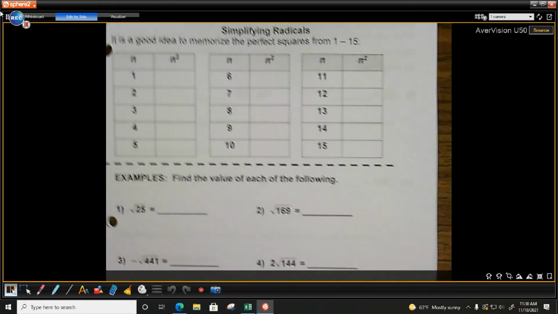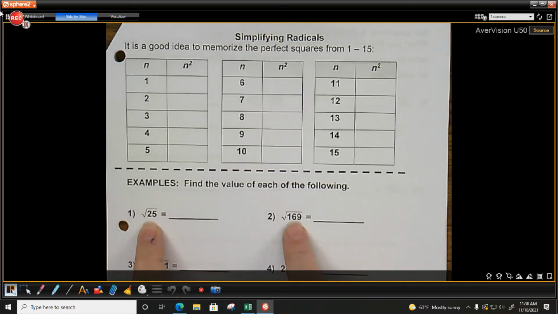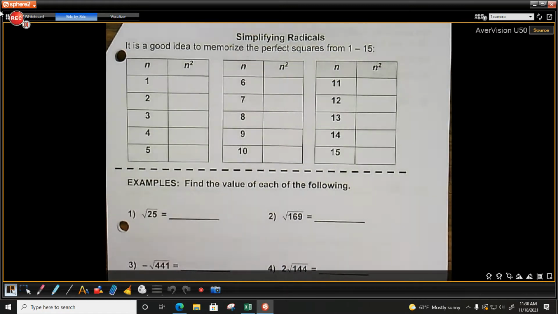Okay, so today we are starting simplifying radicals. Radicals are just these little things. What else do we call these? What have y'all called them before? Square roots, okay? So today we are looking at our square roots.